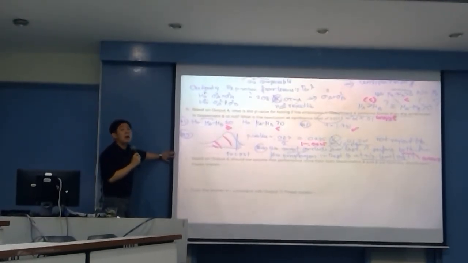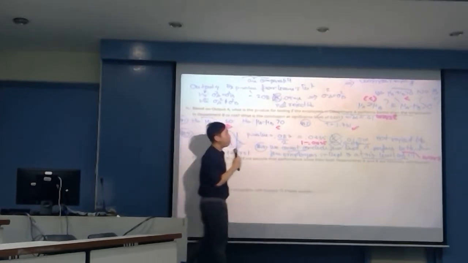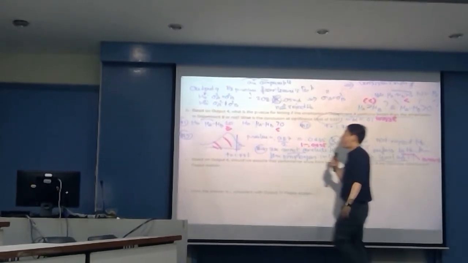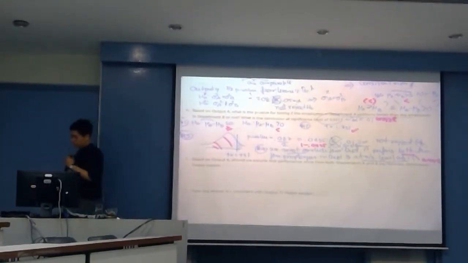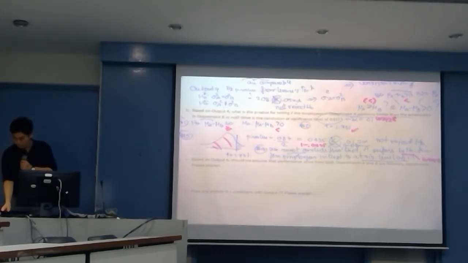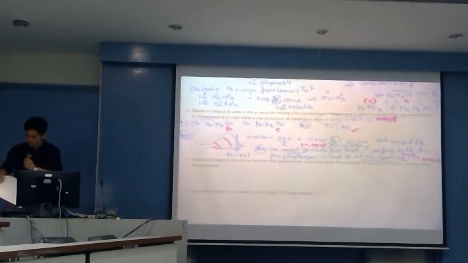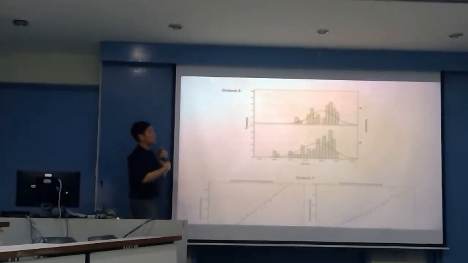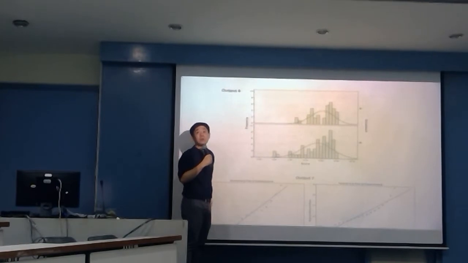Question I, based on output 6: should we assume that the performance scores from both department A and B are normally distributed? Output 6 is this one. Based on output 6, can we say that both samples from A and B are from a normal distribution? Yes or no?